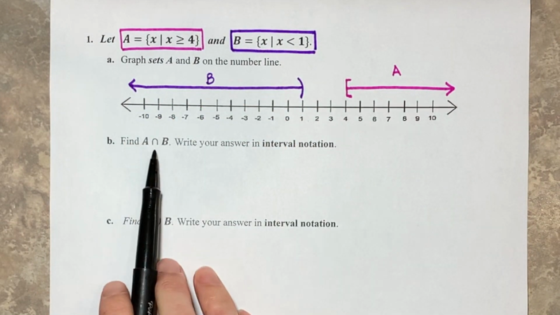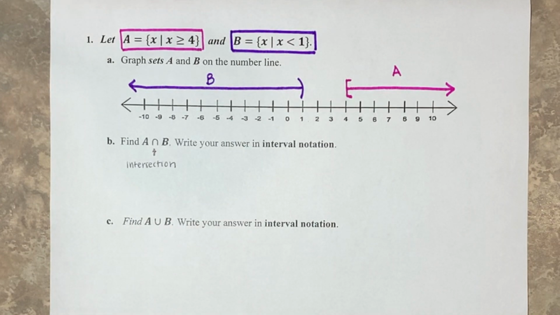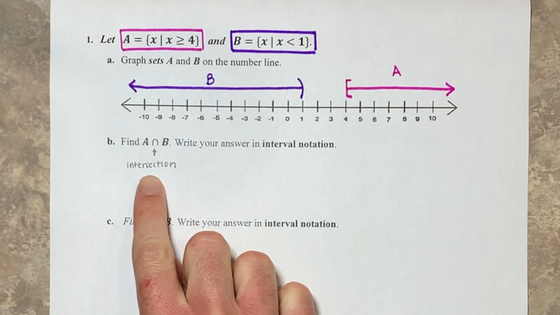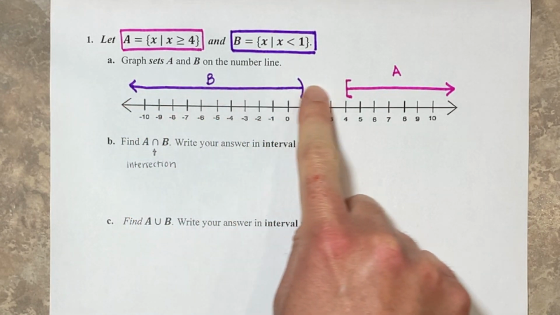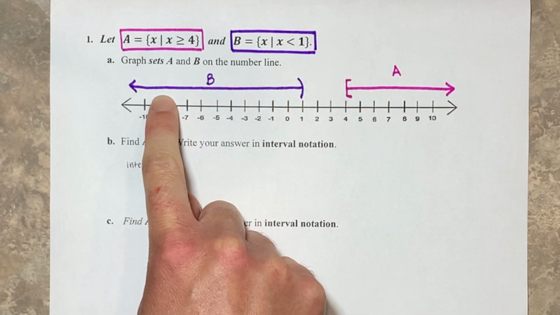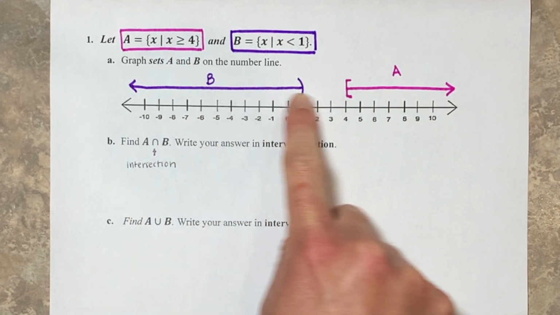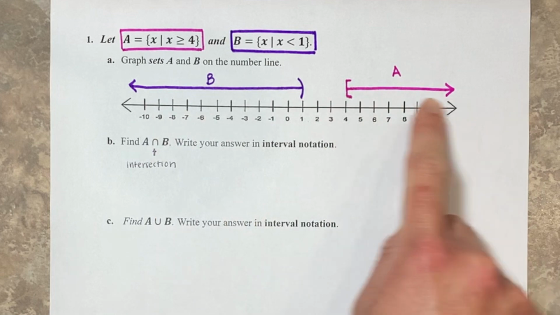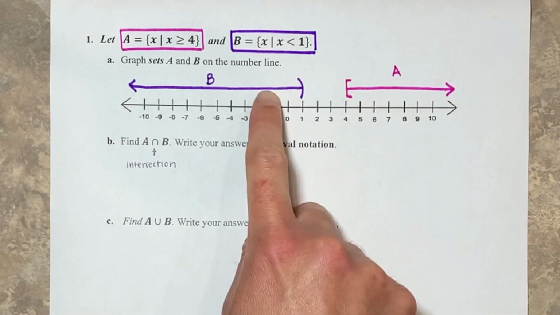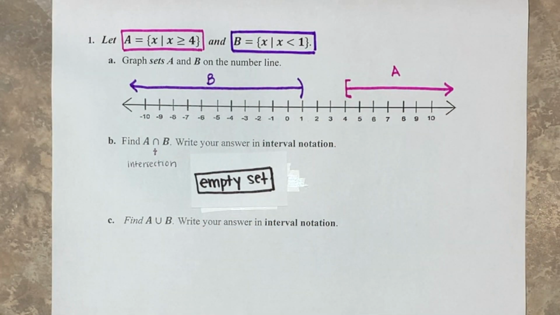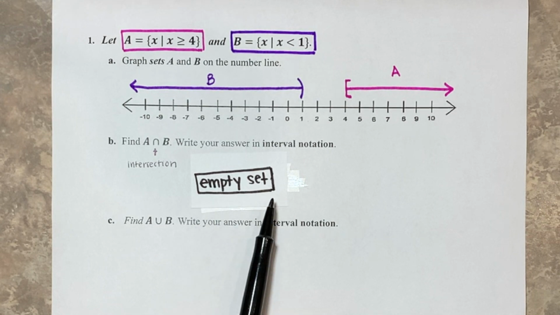Now, remember that this symbol means intersection. And if you're asked to find the intersection of two sets, that means you want to find what the two sets have in common. Or in other words, where do these sets overlap? For this particular example, these sets have nothing in common. There is no overlap or intersection of these two sets. So for the solution here, I've written empty set.